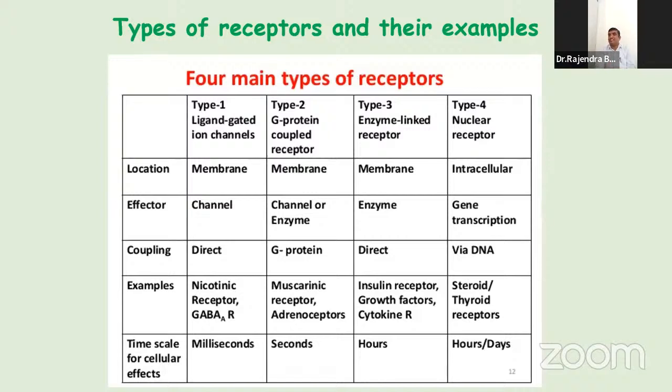What is meant by agonist? Examples of the agonist are morphine, adrenaline, noradrenaline, isoprenaline, salbutamol. A number of drugs are there, a number of examples of the agonist.